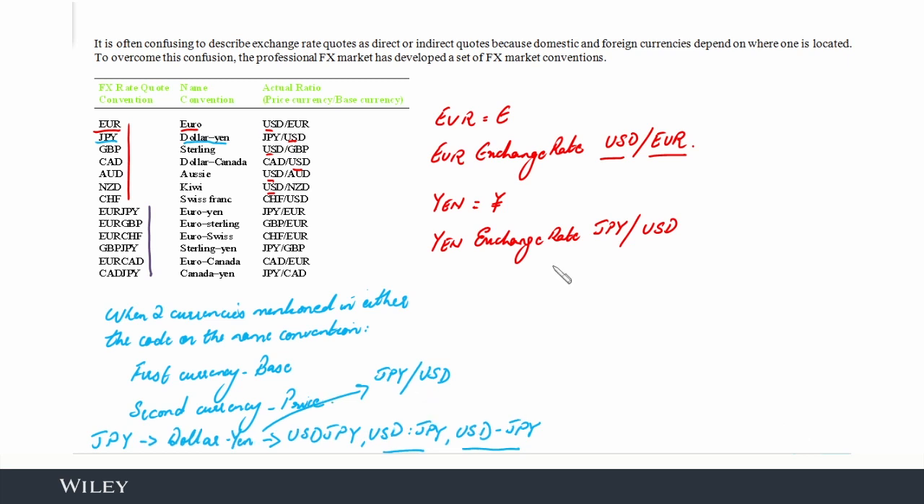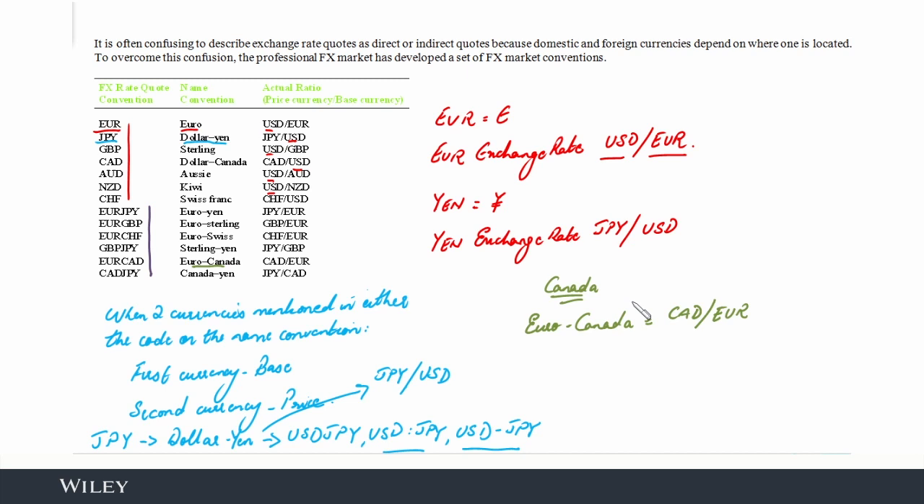And finally, note that regardless of where the trader is located, she is always faced with a mix of direct and indirect quotes. So for example, let's work with a trader who's based in Canada. So for this trader in Canada, she will be quoted a rate of Euro Canada, right here, which expresses the price of euros in terms of the Canadian dollar. So the euro is the base currency, the Canadian dollar is the price currency.